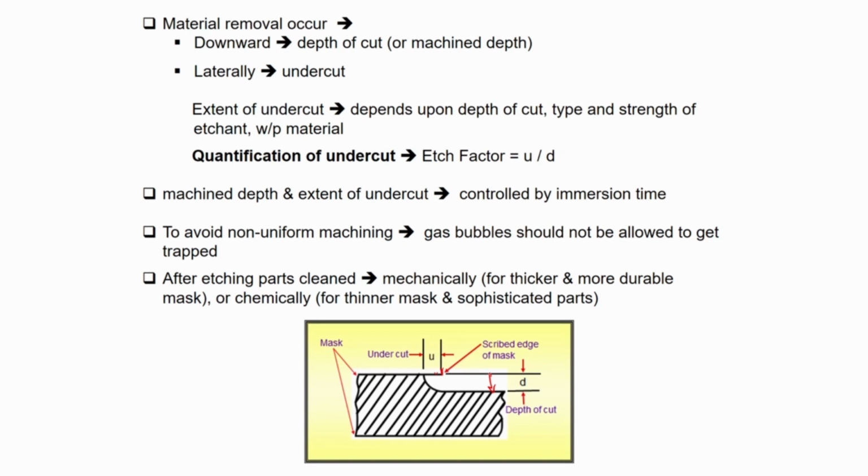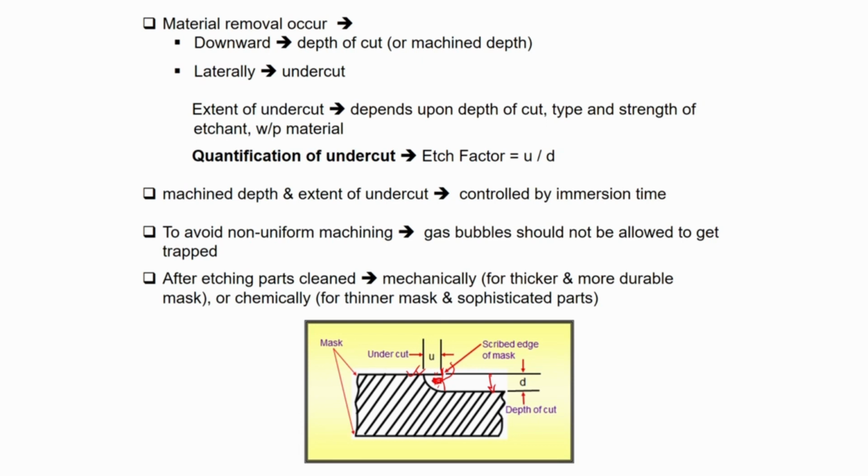This portion was open, and this is the maskant layer, but there is lateral machining. Because of this lateral machining, undercut occurs. This extent of undercut is actually unwanted. This much material is unwantedly removed from the workpiece, so it is not wanted. This lateral machining is what we call the undercut.